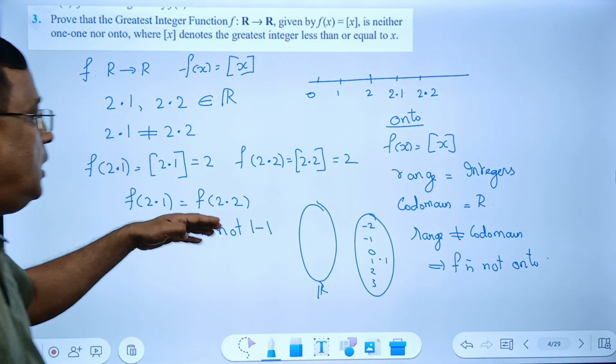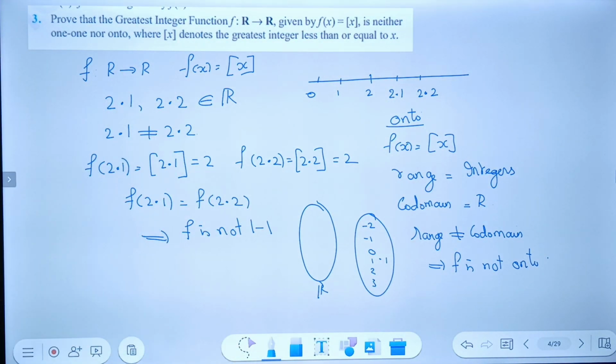Okay. And that's it. This is very clear. And if you want, you can also see 1 to 1. I'll just show you that also.